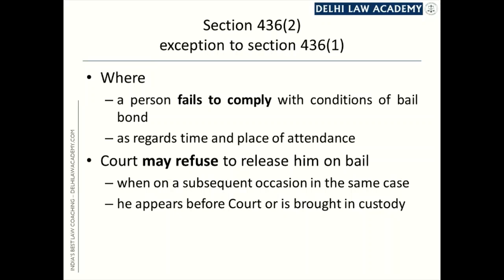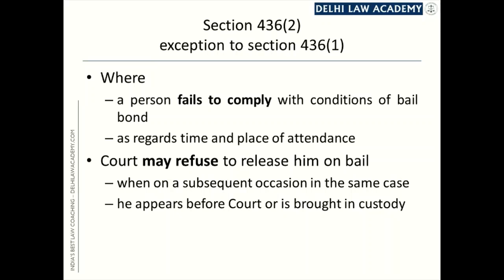Subsection 2 of section 436 acts as an exception to the first subsection. It applies when a person has failed to comply with the conditions of his bail bond as regards time and place of attendance. In case a person has failed to comply with these conditions, then the court may refuse to release him on bail when on a subsequent occasion in the same case he appears before the court or is brought before the court in custody. Now it is the discretion of the court whether to release him on bail or not.